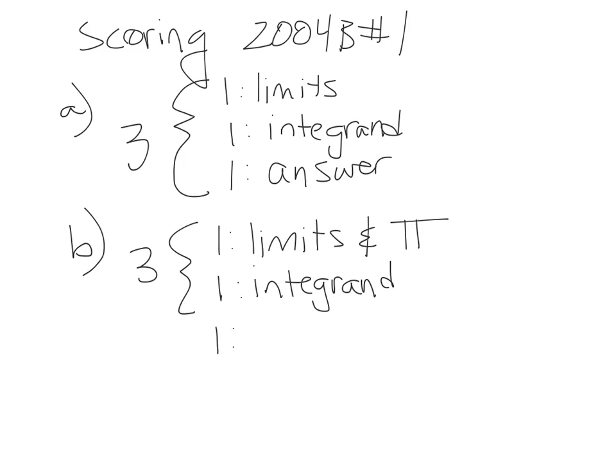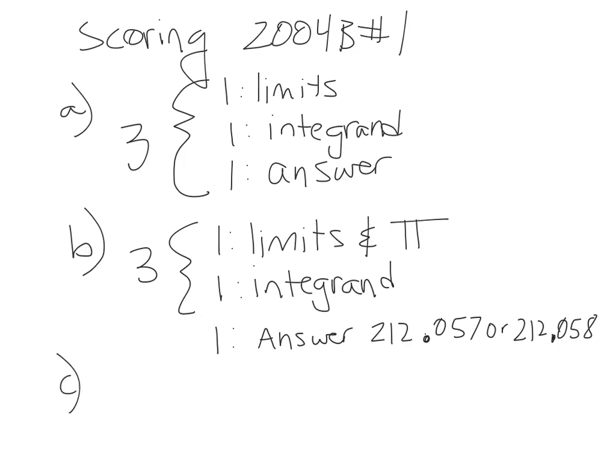Then your last point is for your answer. And for your answer, they will accept 212.057 or 212.058. So that last digit can be rounded, or you can truncate, which means just cut off the 4th decimal place and beyond. They'll take either one of those two answers.